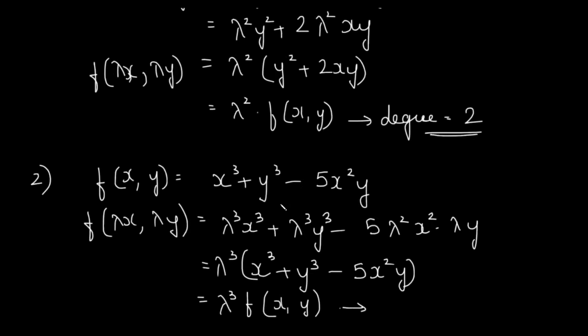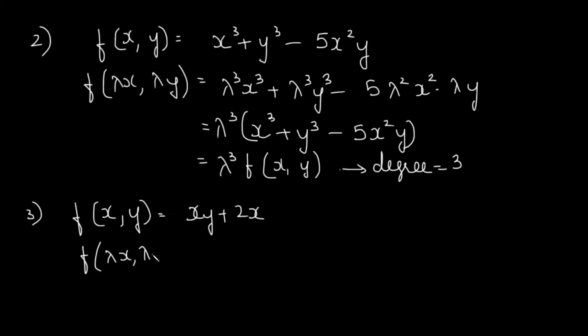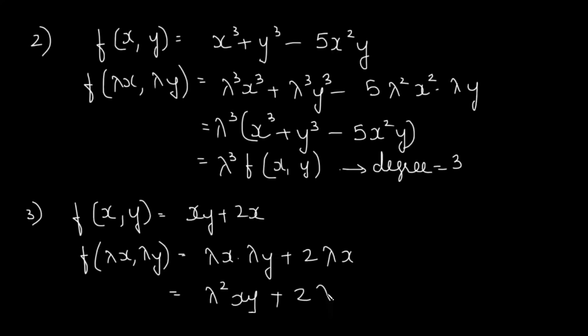And therefore it's a homogeneous function. And what is the degree of this function? The degree of this function is 3. A third example to make you understand in a better manner. Suppose we have f(x,y) is equal to xy plus 2x. What is f of λx, λy? This becomes λx into λy plus 2λx. Now here it becomes λ square xy plus 2λx.